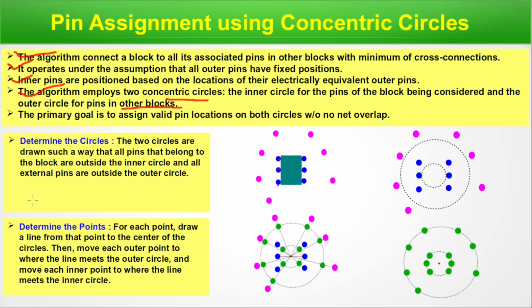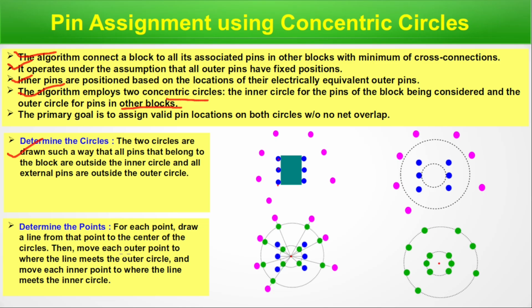For each point, draw a line from that point to the center of the circle. This was the original line. We are drawing a line to the center. This is the center of the circle. The line connecting the pin position and the center crosses the perimeter of the circle. Similarly, we do the same for the outer circle also.